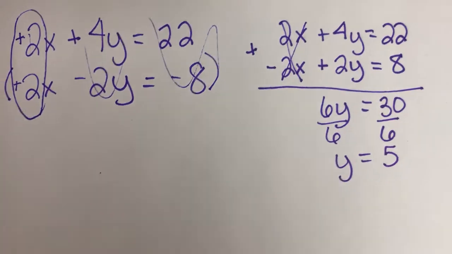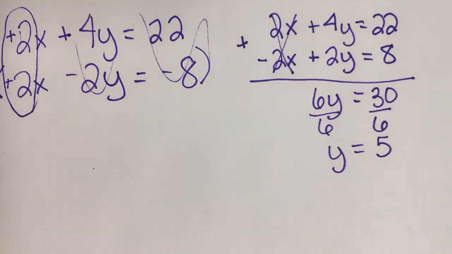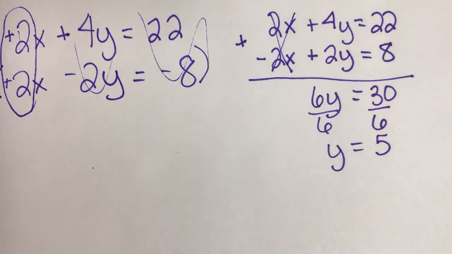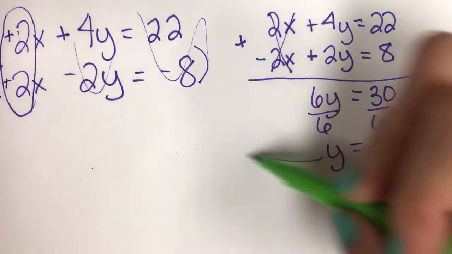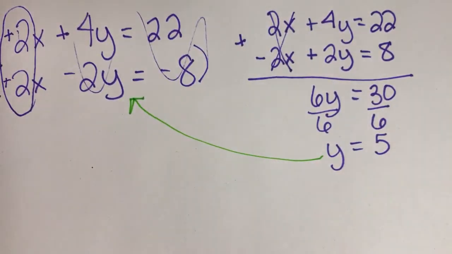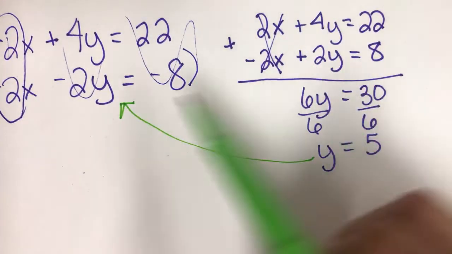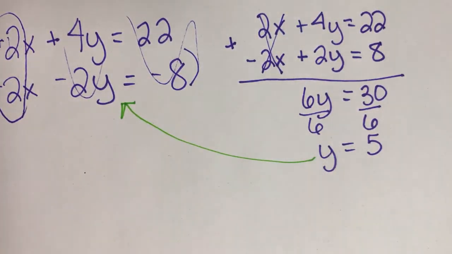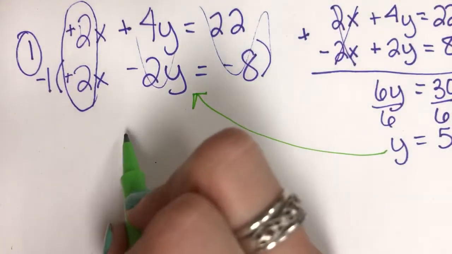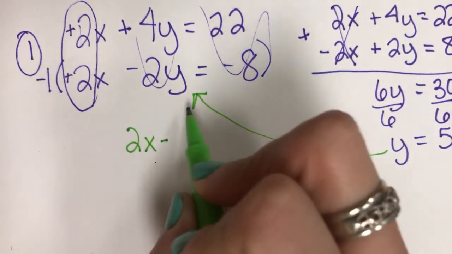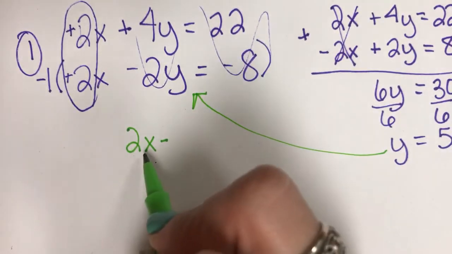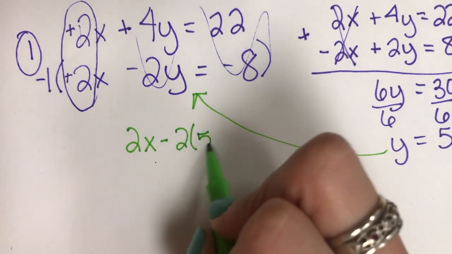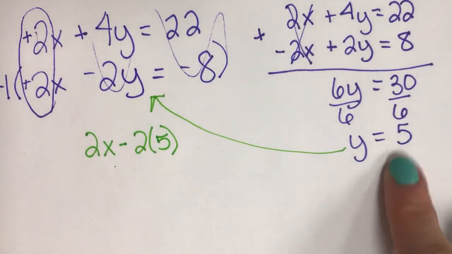Now, we're not finished at this point because we need to solve for an x and a y, which means we've found the y, but we still need to take this y value and plug it back into one of the equations. Doesn't matter which one we're picking, as long as we're plugging it in for y. So now instead of saying 2x minus 2 times y, I'm going to say 2x minus 2 times 5, because we now know that y is equal to 5.